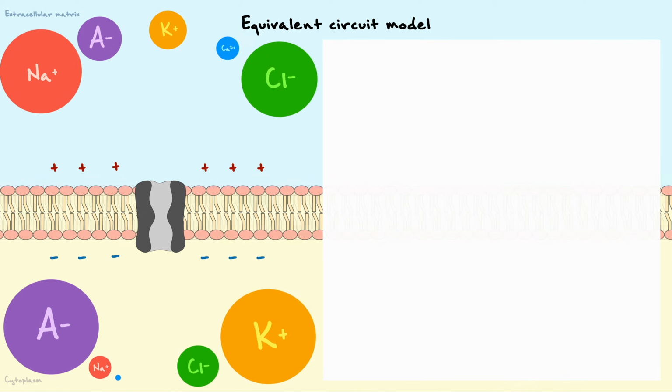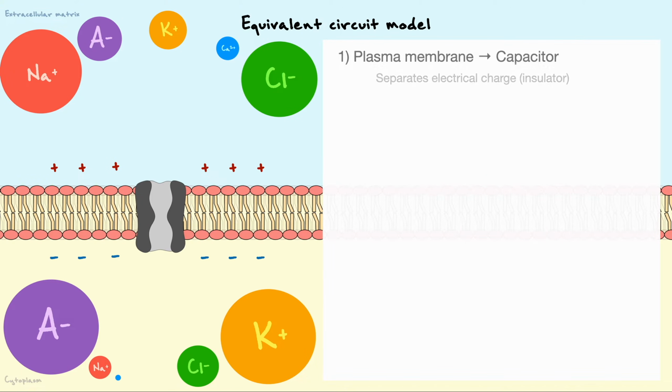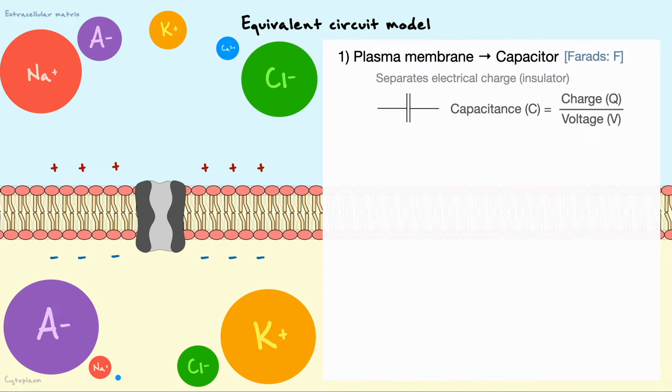As we have covered, due to its hydrophobic nature, the plasma membrane creates a charge separation between the two conductive mediums by acting as an insulating material. Hence, we can consider the membrane as a capacitor, which is represented by this symbol in electrical circuits. The capacitance C, generated by the membrane, is equal to the stored charge divided by the voltage across the capacitor. The units for capacitance are farads, which are expressed as an F.